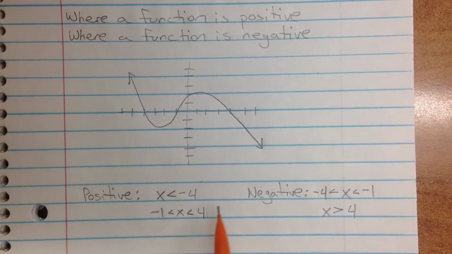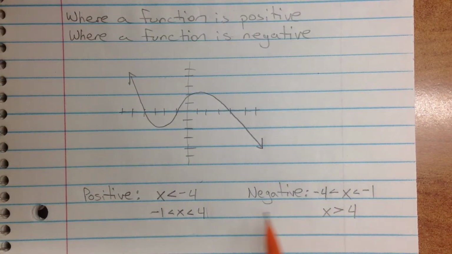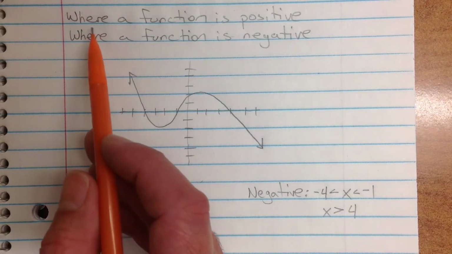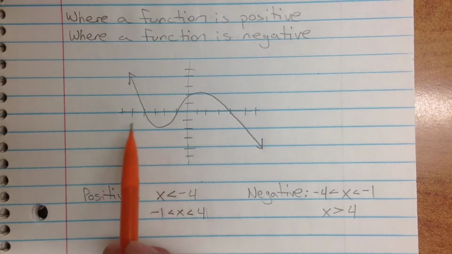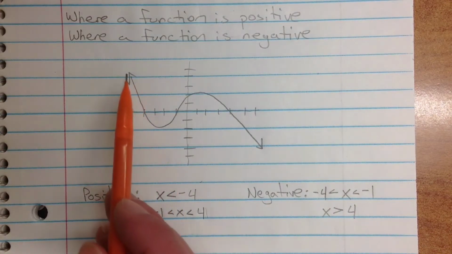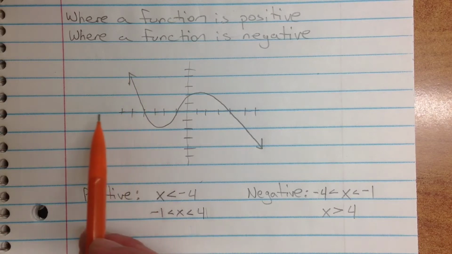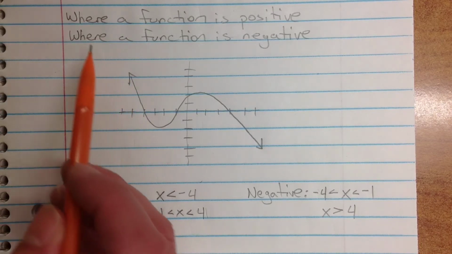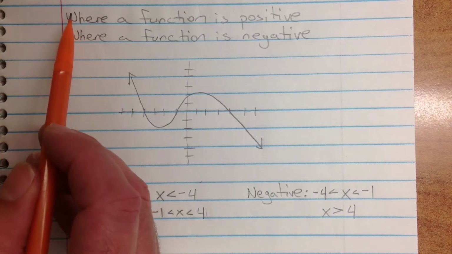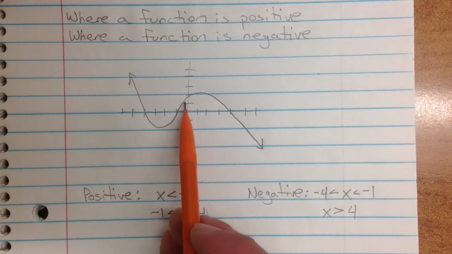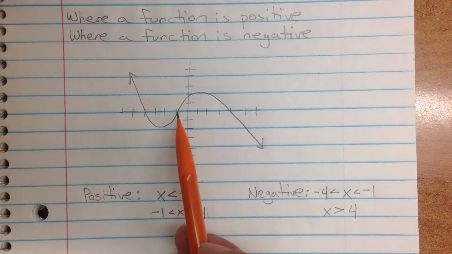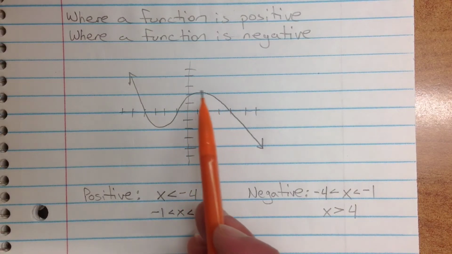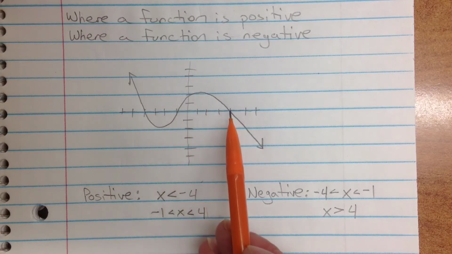So in both of these locations, we have positive values. Now there's different ways to write this. I just want you to use basic inequalities. So to answer the question fully, where is a function positive? Well, in this case, when x is less than negative 4, all of these, all the way down into infinity, always produce a positive y value. And then in between negative 1 and positive 4, you're also getting positive y values.